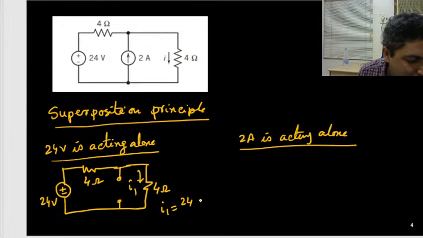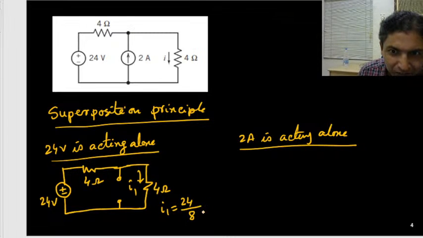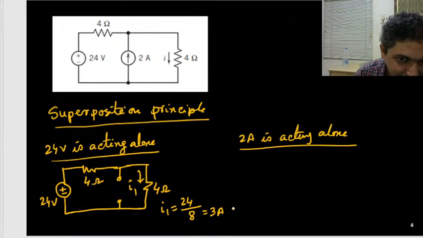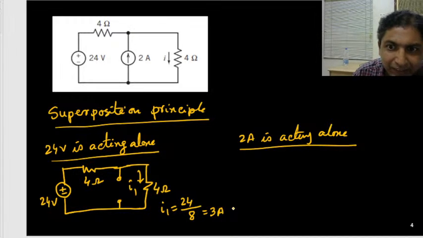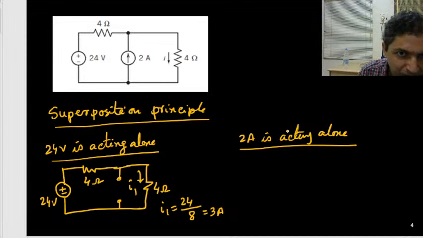This is total voltage 20 upon total resistance. What is this? 4 plus 4 is 8. So this is equal to 3 ampere. Is it correct? So can you find the current I2 when the 2 ampere current is acting alone?